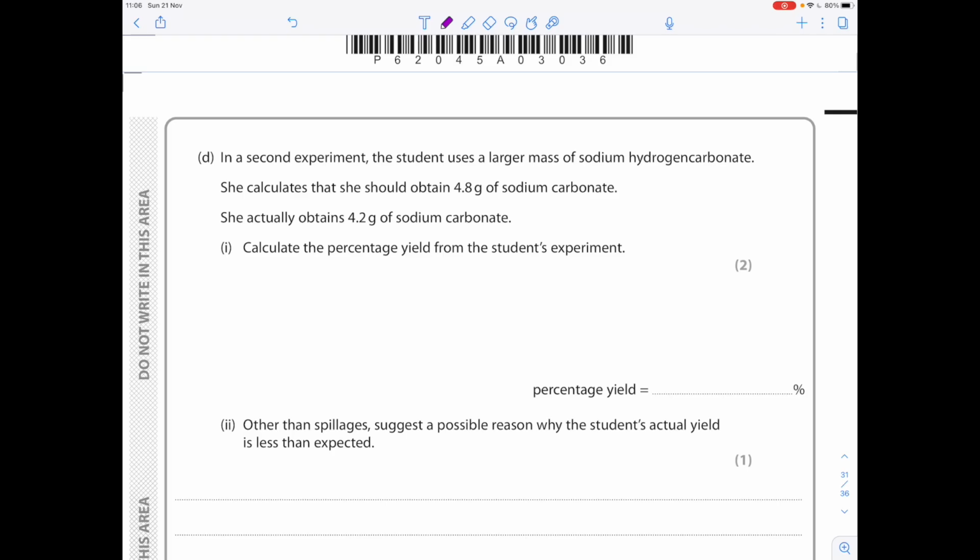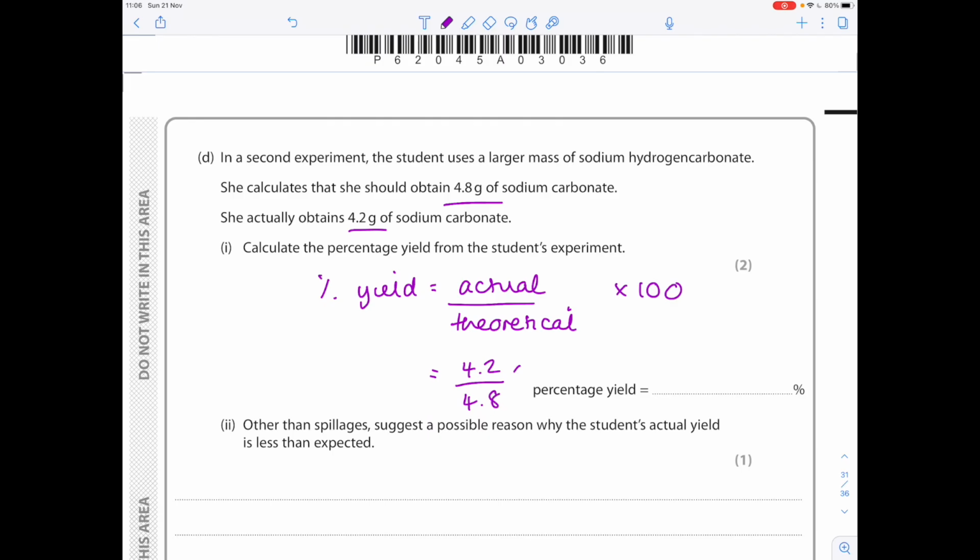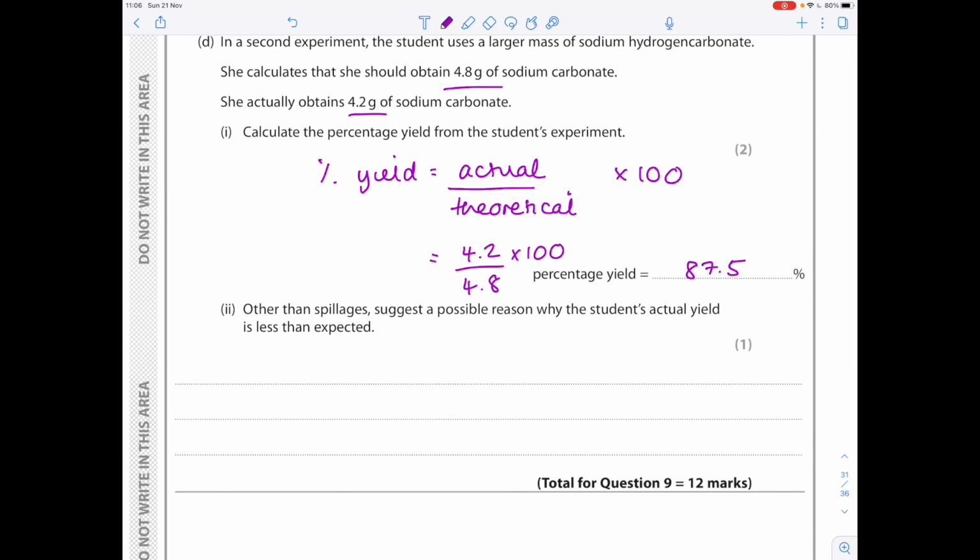In a second experiment, the student uses a larger mass of sodium hydrogen carbonate. She calculates that she should obtain 4.8 grams of sodium carbonate. She actually obtains 4.2. Calculate the percentage yield. So to do that, you need to do the actual mass divided by theoretical mass times by 100. So she actually obtains 4.2, she ought to have obtained 4.8, and that's 87.5%.